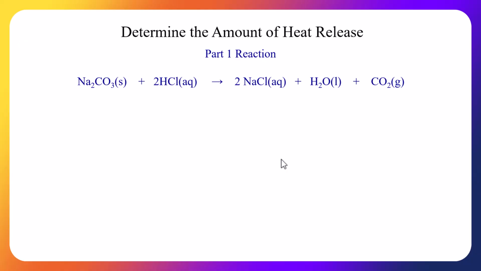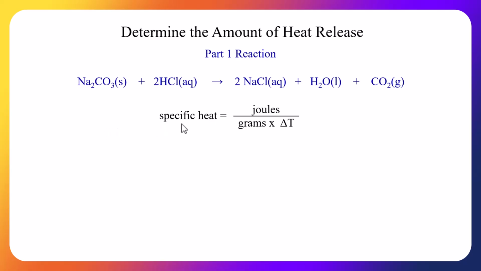We are going to determine the amount of heat that's released in part one of this reaction. Remember, we're taking sodium carbonate solid, putting it in a hydrochloric acid solution. We're going to get sodium chloride, water, and CO2. To find out how much heat is released, we're going to have to use the specific heat of water to determine how much energy water absorbed.